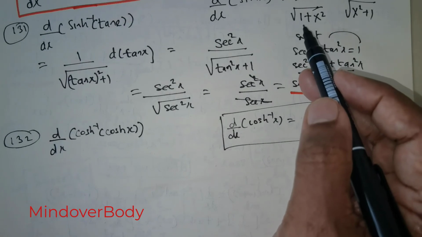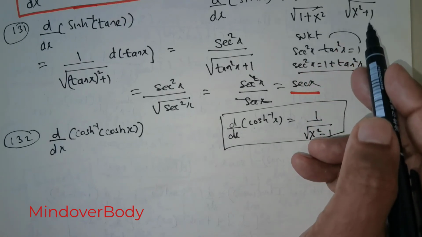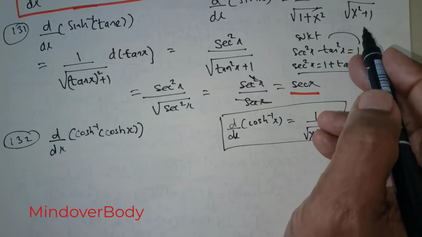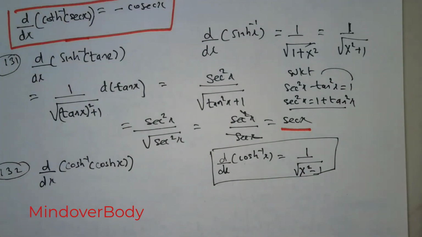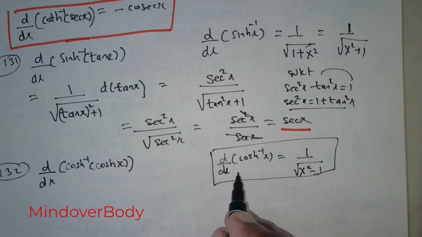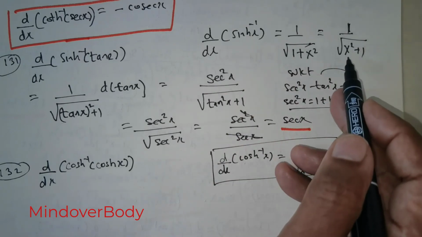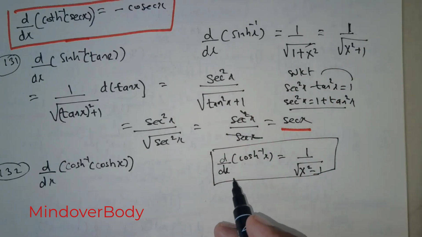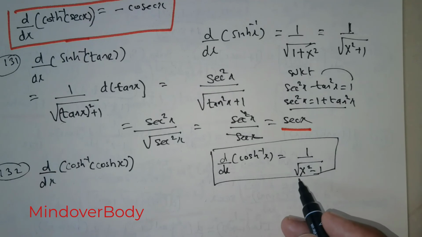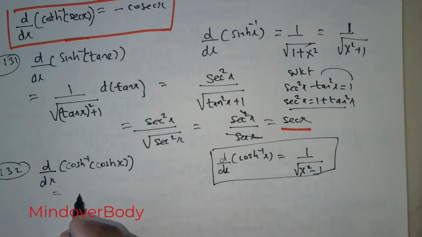So if you don't want to write it as 1 plus x squared, if you were to write it as 1 over root of x squared plus 1, clearly you can identify the formula of sinh inverse of x with cos inverse of x, because the derivative of sinh inverse of x is 1 over root of x squared plus 1, and the derivative of cos inverse of x is 1 over root of x squared minus 1.